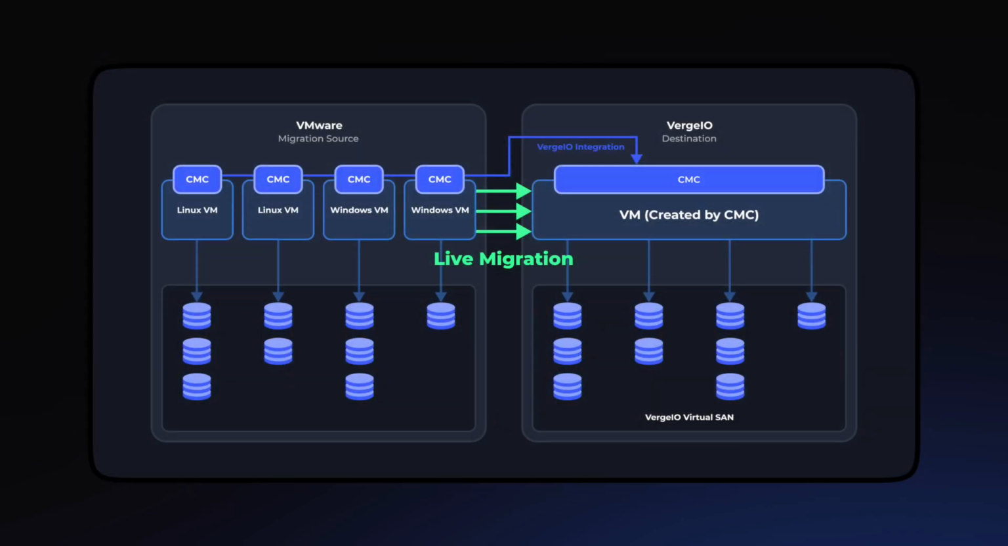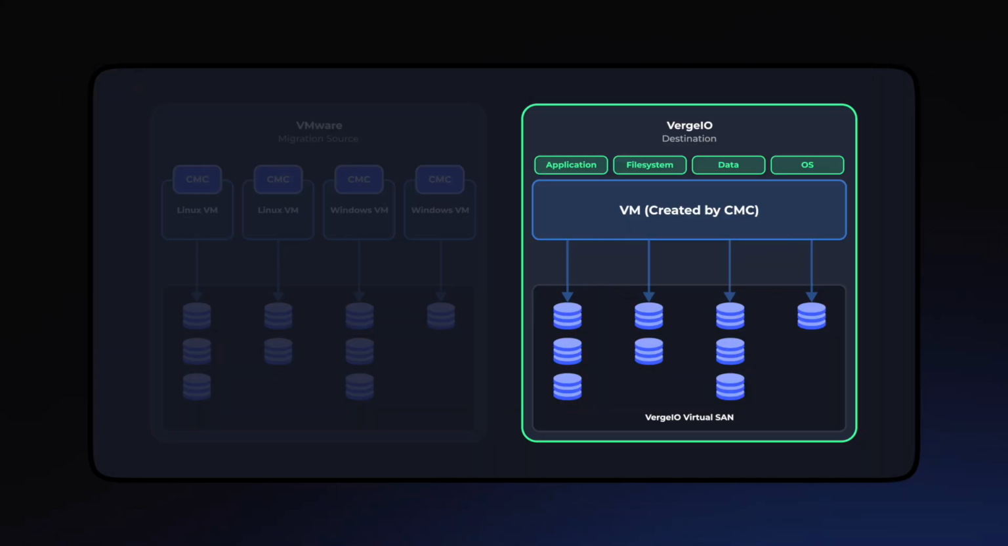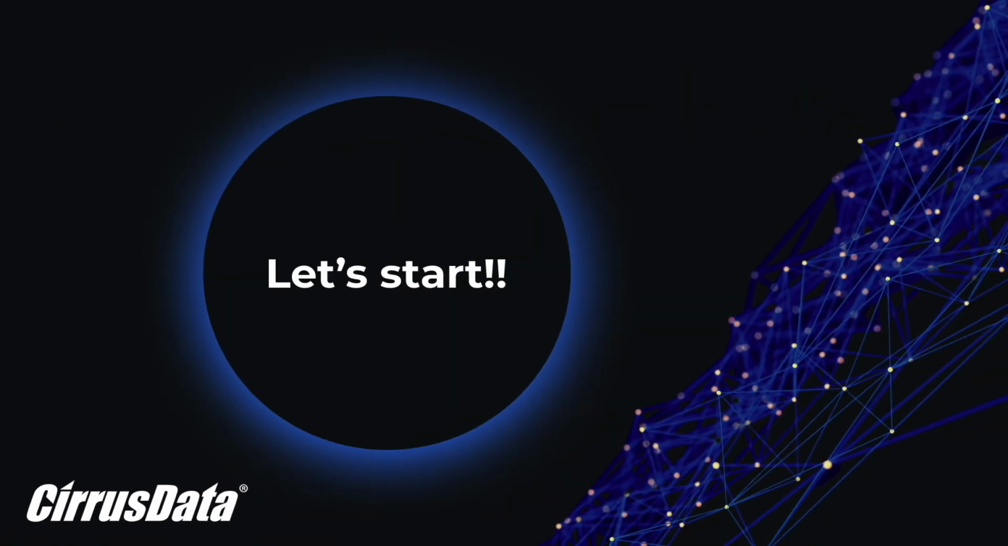When you are ready to cut over, since CMC has already kept your data synchronized in Verge IO, all we need is to shut down the source and power up the VM on Verge IO. Let's see this in action.